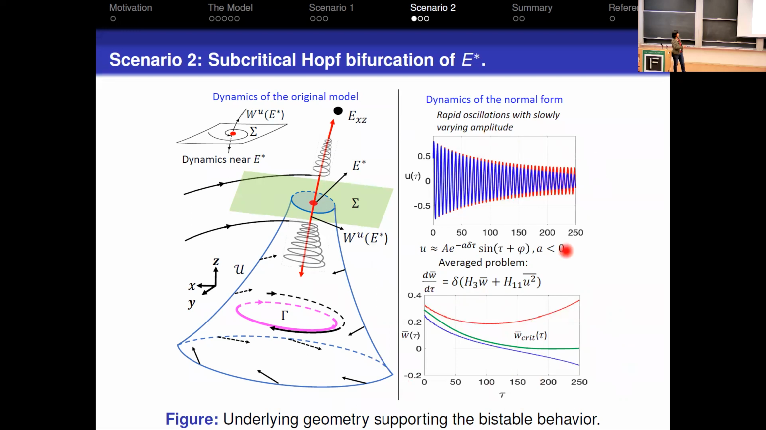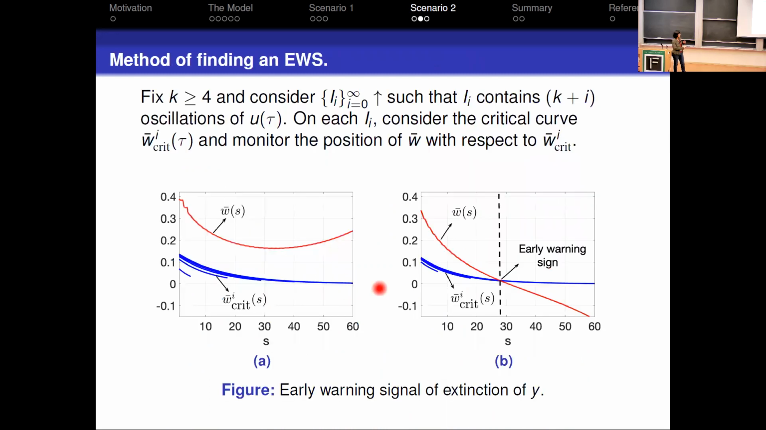So what we do is we again look at the dynamics of U, and we construct a sequence of nested intervals, I0, I1, I2, in the following way. We'll construct a first interval which contains, let's say, k oscillations, where k is some fixed integer greater than or equal to 4. The next interval, I1, will contain k plus 1 oscillations, I2 will contain k plus 2 oscillations, and so on. On each interval, we could compute W bar critical, and then monitor the position of W bar with respect to W bar critical and see what is going on.